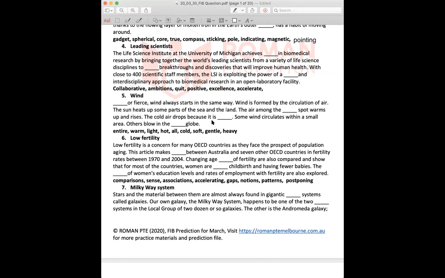Then after that, changing age of fertility. Changing age of fertility are also compared. And show that for most of the countries, changing age what? Again, you have to think, which word is more likely to come with age? Changing age what? Changing age what? Are also compared. Now, there is a very important clue here. If you look carefully, look at this word. Let me draw something here.